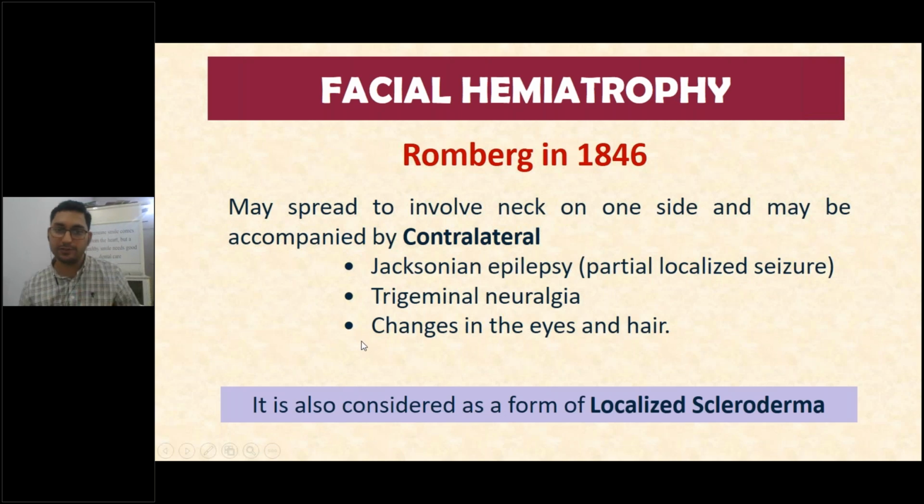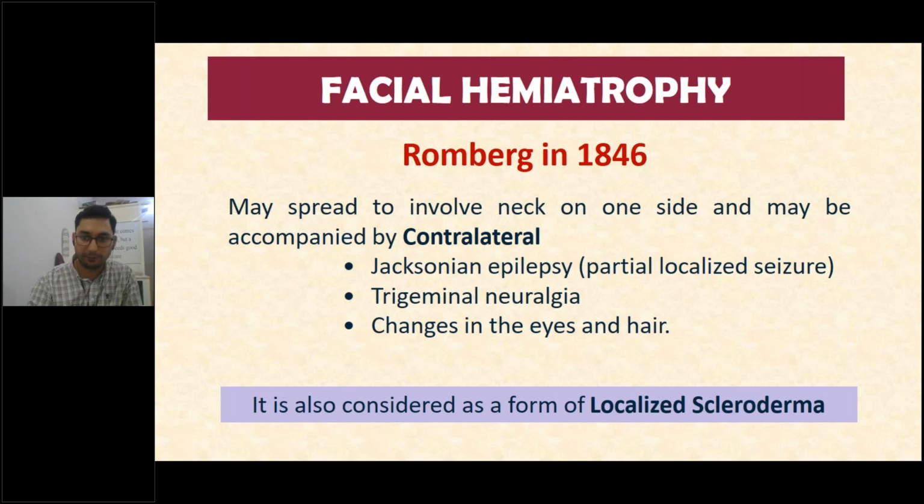Again, as I always say, whenever you find three things to learn or four things to learn, expect that as an MCQ in the exam, because it is very easy for the examiner to frame a question out of it. It will not take much effort, and examiners, of course, they are paid for making questions. So it will be easier for them to frame such questions because it is a ready-made kind of question. Fourth option they just have to put, right? So please do learn these three: Jacksonian epilepsy, with facial hemiatrophy on the contralateral side, trigeminal neuralgia, and changes in the eyes and hair.